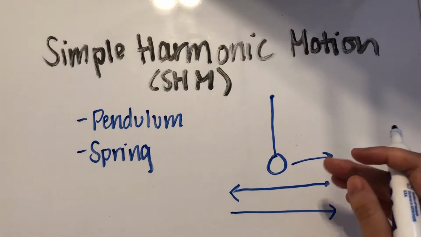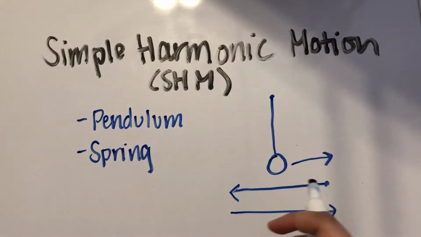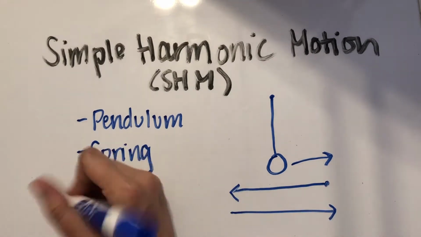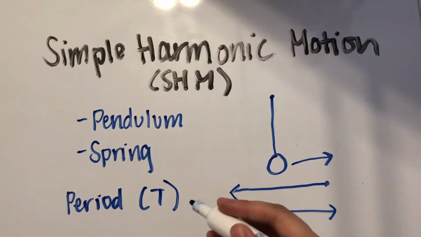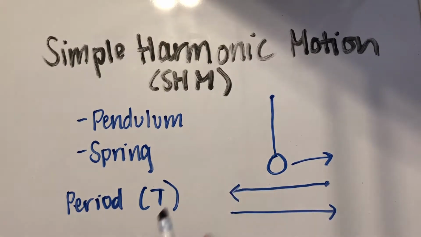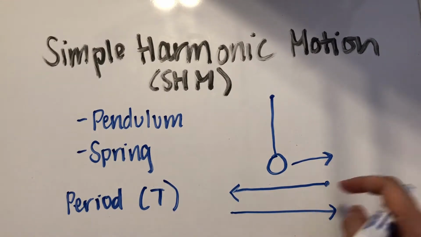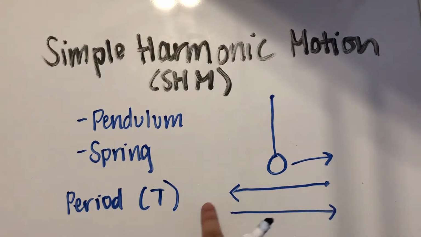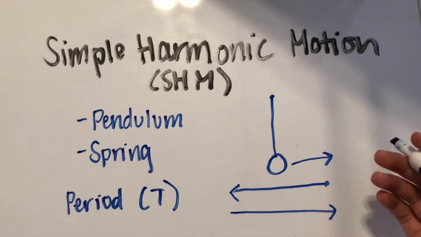That means that one of the ways that we can mathematically describe simple harmonic motion is through a period. So a period, which we write as T, is how long it takes for an object to complete one cycle of motion. So if the bob took 5 seconds to travel from here to there and back again, then the period would be 5 seconds.